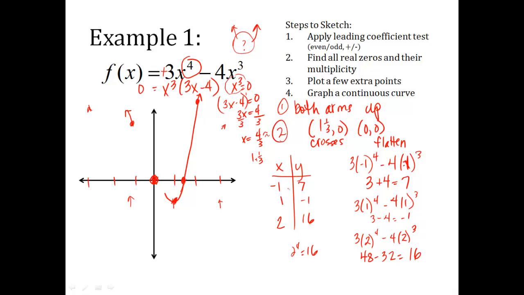Now, this is where it flattens, remember? So that's going to look like this. It's going to flatten out just a smidge through there. I'm not looking for artwork. I'm just looking that you can show me that this is flatter than just a normal cross.